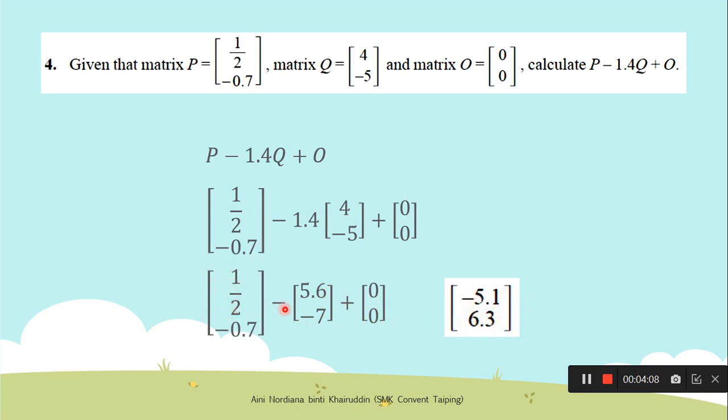1/2 minus 5.6 plus 0. You'll get negative 5.1. Negative 0.7 minus negative 7 plus 0. You'll get 6.3. So this is the answer for question 4.